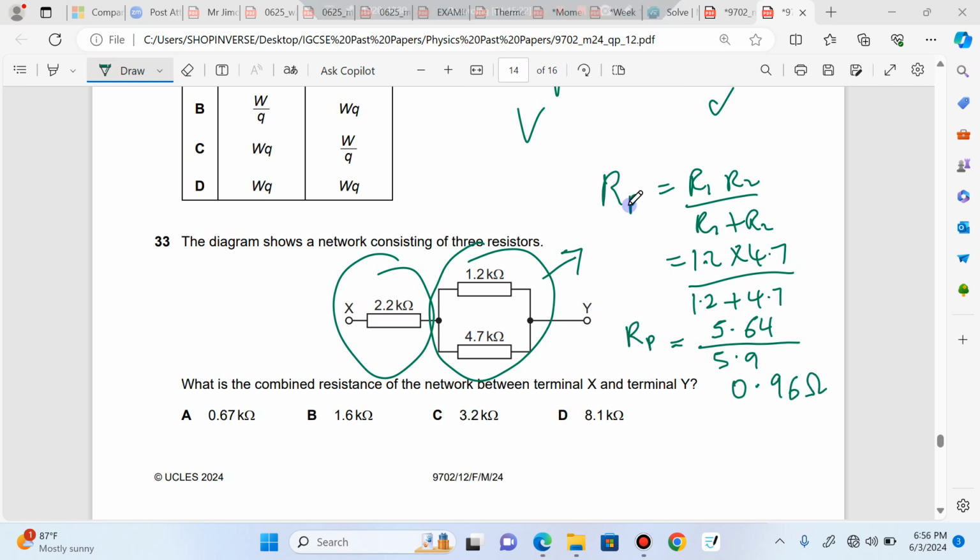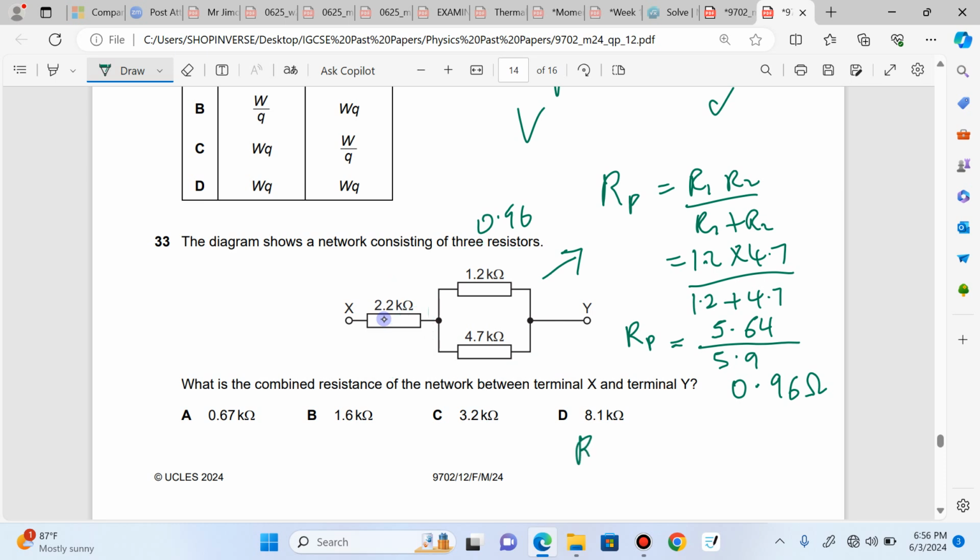Now we will deal with the series arrangement of the 0.96 ohms. This parallel arrangement gave us 0.96 ohms, so you add this to this 2.2. Now the total resistance is 2.2 plus 0.96. That should give you 3.16 ohms, which is approximately 3.2 kilo ohms. That makes option C the correct answer to question number 33.